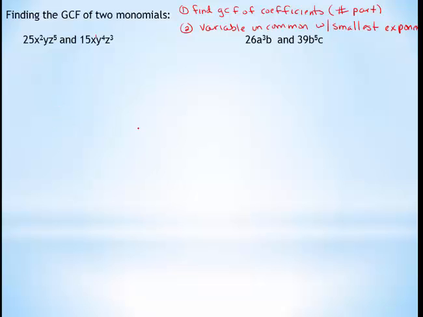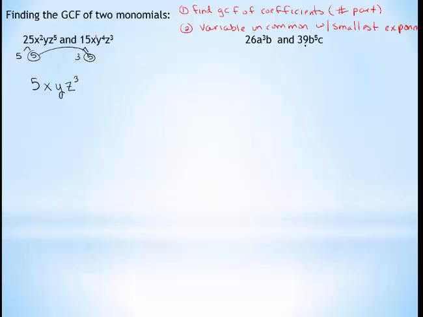So what I'm going to do is I'm going to go ahead and use factor trees for this. So 25 is 5 times 5, and 15 is 3 times 5. So they have a 5 in common. So I'll write down that 5. Now I have 2 x's and 1 x. So 1 x. I have 1 y and 4 y's. So 1 y. I have 5 z's and 3 z's. So I can bring out 3 z's. That's the greatest common factor of those 2 monomials.